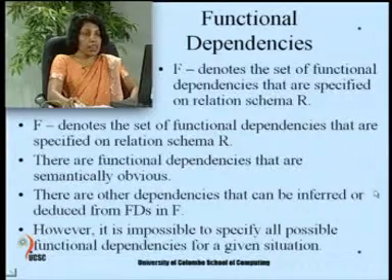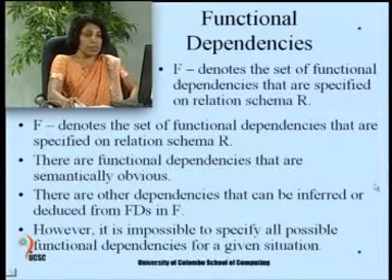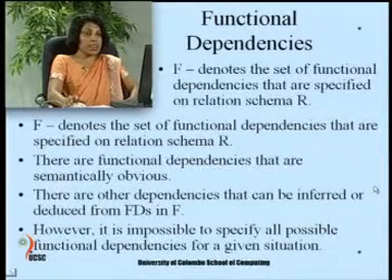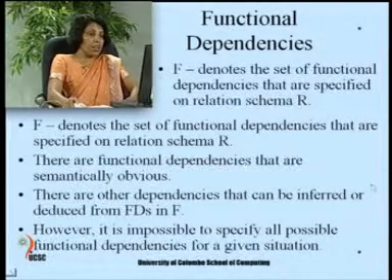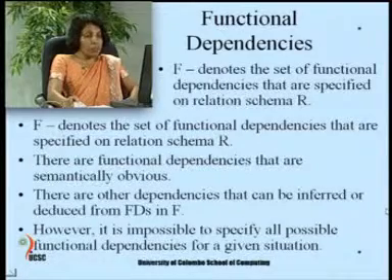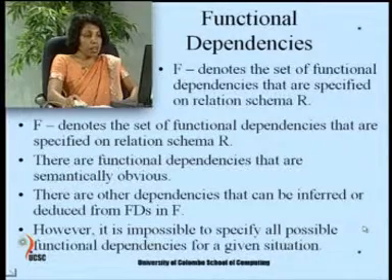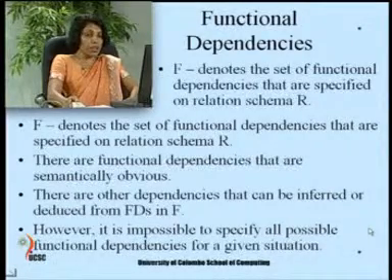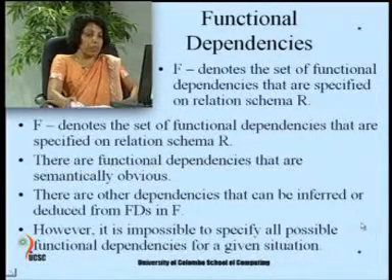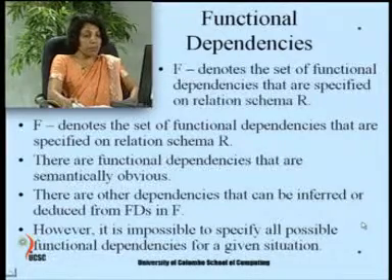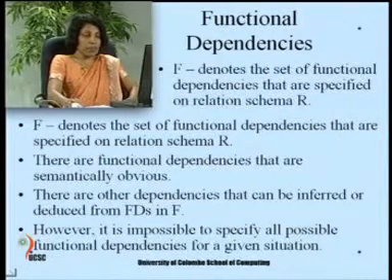Capital F is the notation that we use to denote the set of functional dependencies that exist with respect to a particular relation R. There are obvious functional dependencies, and some of the dependencies can be inferred or deduced from the given functional dependencies, but it is not possible to specify all possible functional dependencies for a given situation.